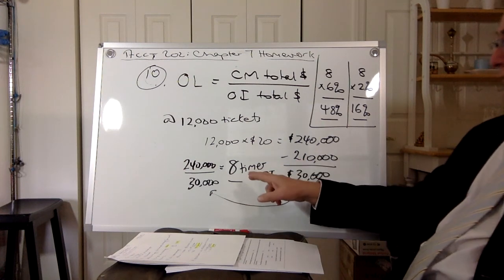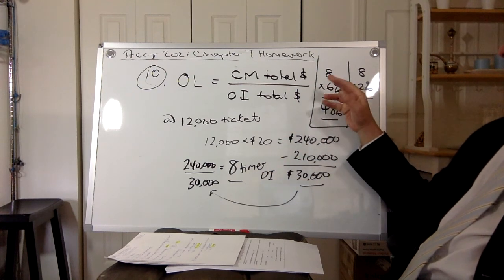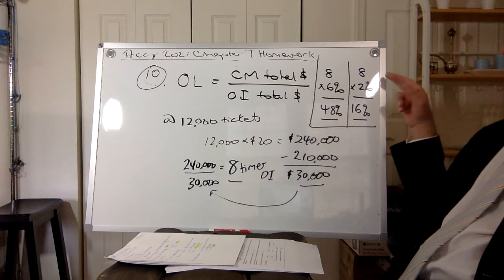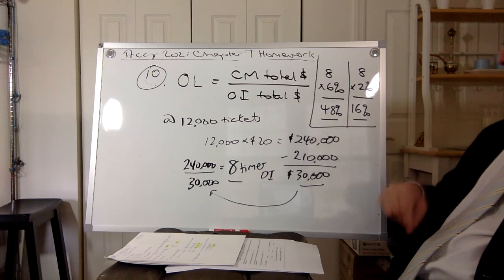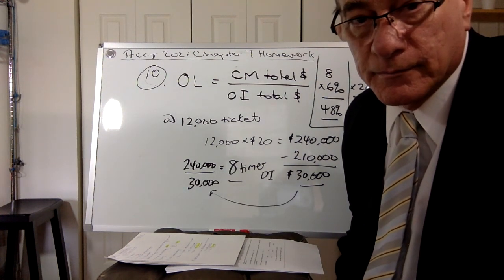So again, answer operating leverage is 8. If we increase sales by 6%, that's a 48% increase in operating income. If we decrease sales by 2%, operating income will decrease by 16%. Okay, thank you. Stop the recording.